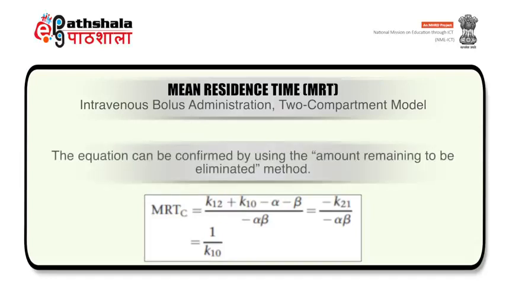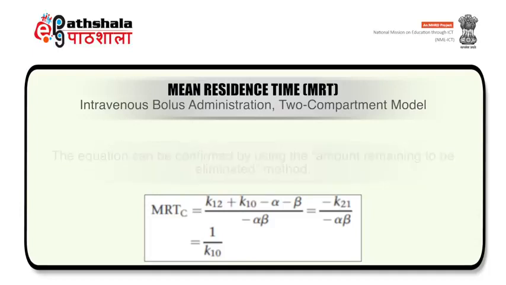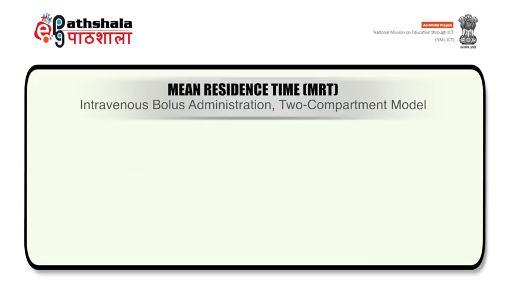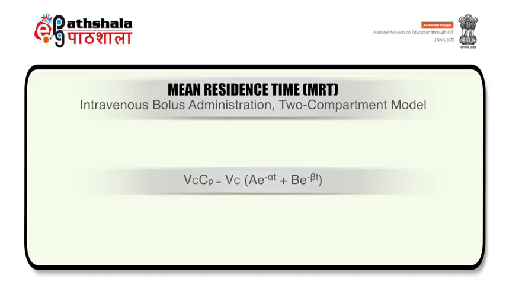This equation can be confirmed by using the amount remaining to be eliminated method. In this case, the numerator expression for MRT C represents the area under the curve for the amount of drug in the central compartment rather than drug in the whole body remaining to be eliminated. This equals VC CP, which means VC times A e to the power minus alpha t plus B e to the power minus beta t, where A and B are given in the equation.